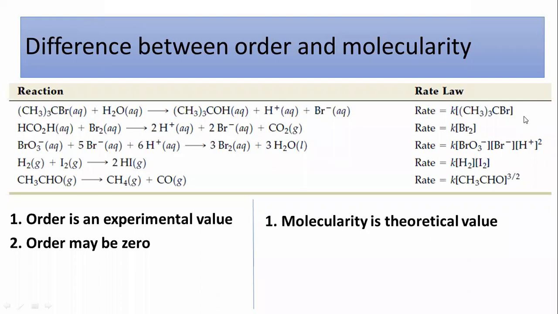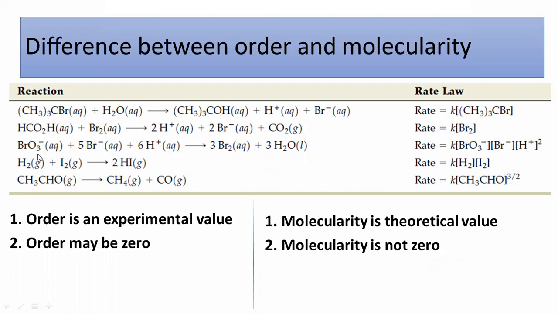So whenever it is the power zero, that will be equal to one. That's why if you multiply by one, there is no way to write it, the multiplier is one. So there is no need to write this one because this is not going to change. So the order in this case with respect to water is zero. So that's why you can say order may be zero, but molecularity is not equal to zero.